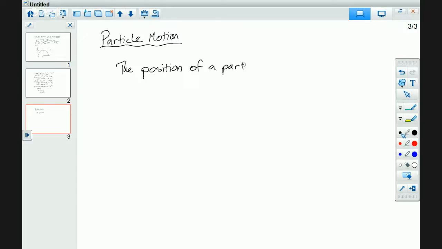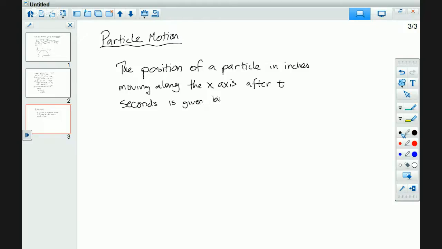A particle moving along the x-axis, in inches. After t seconds, the position is given by this function: t to the fourth minus 2t cubed minus 6t squared plus 9t.